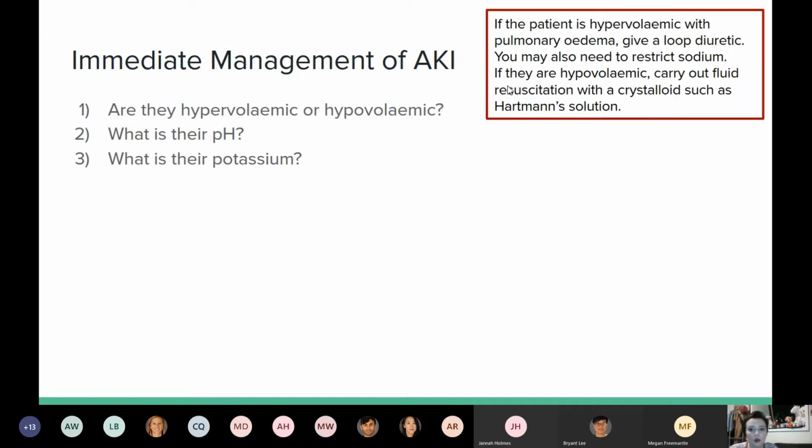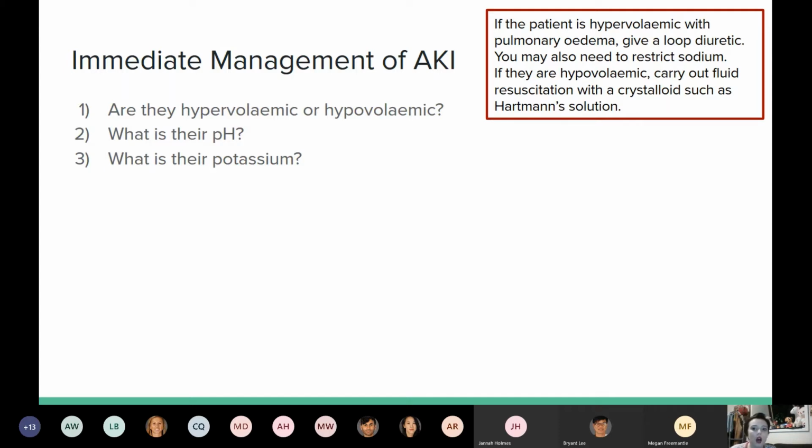So the first question. If they're hypervolemic, so if they've got pulmonary edema, you're thinking about giving them a loop diuretic. Now, you might say, is a diuretic not going to make their kidney injury worse? You need to weigh this all up, and it's not a simple one-size-fits-all. You may also need to restrict their sodium levels.